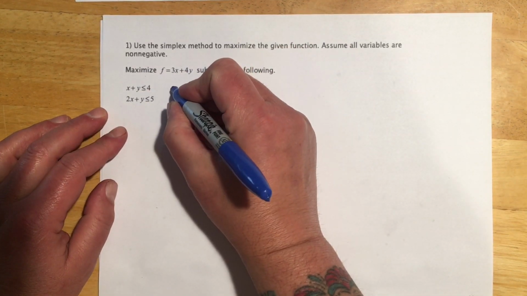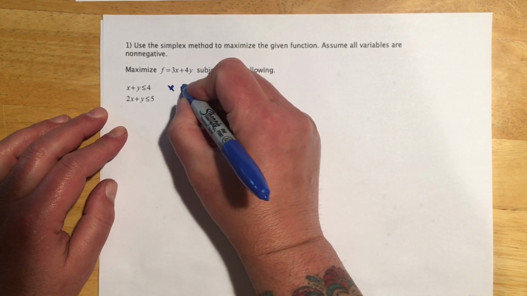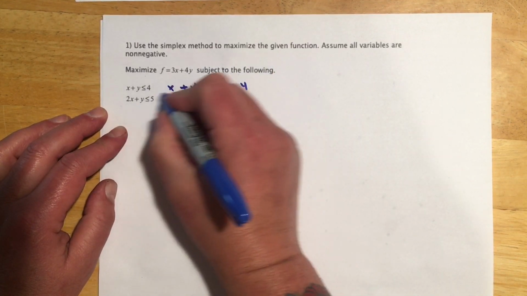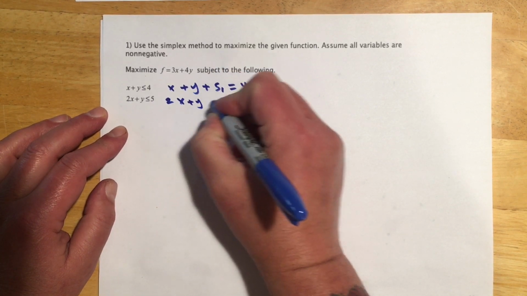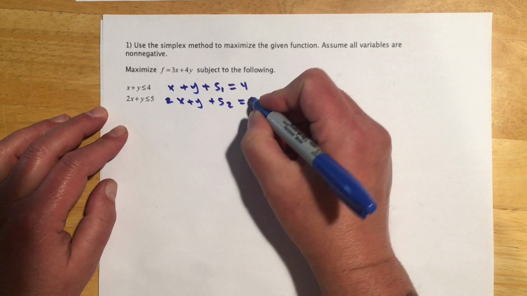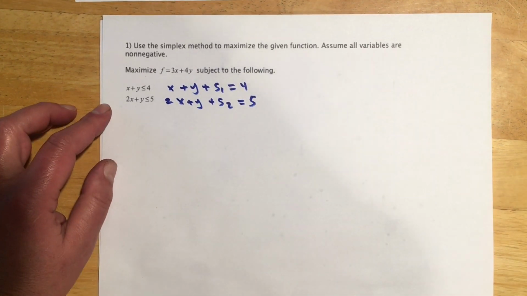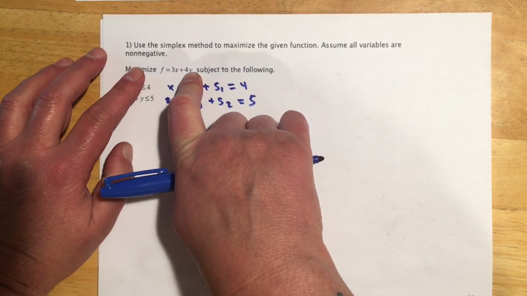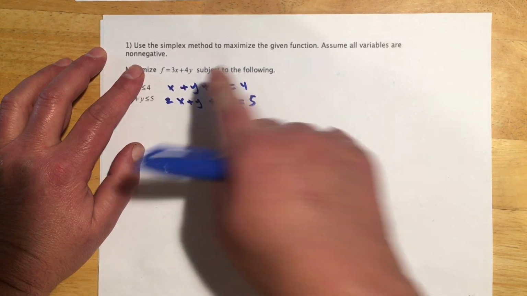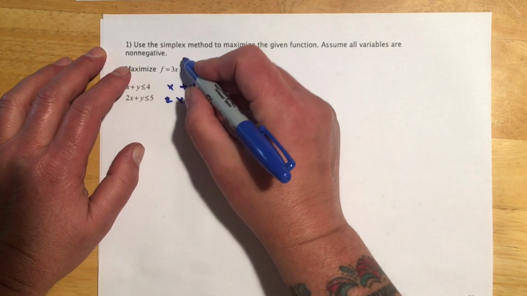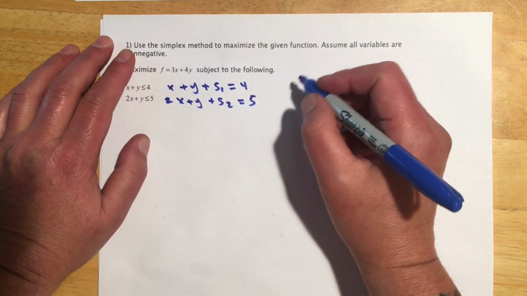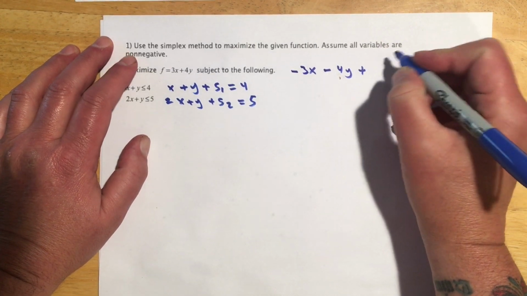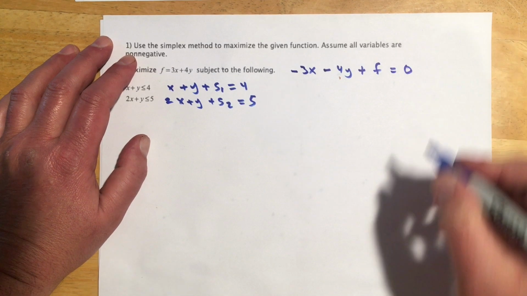So what that would look like is this one will be x plus y plus my first slack variable equals 4. And then this one will be 2x plus y plus a second slack variable equals 5. And then step 2 is to write the objective function, that's this one, equal to 0 with the terms involving variables as negatives. So that means we're going to keep f positive and we're going to bring these over. So this would look like negative 3x minus 4y and then plus f equals 0.